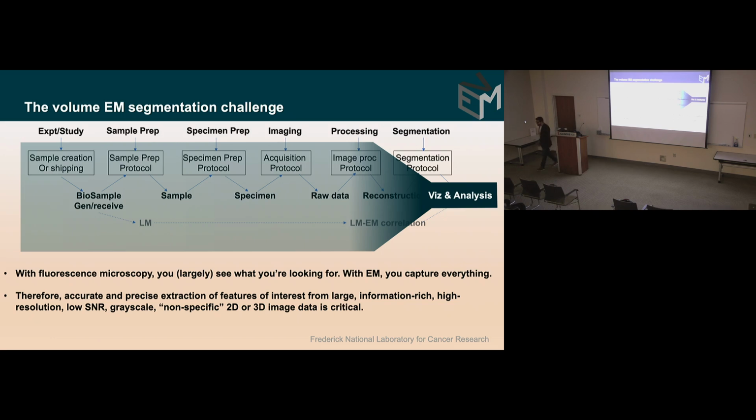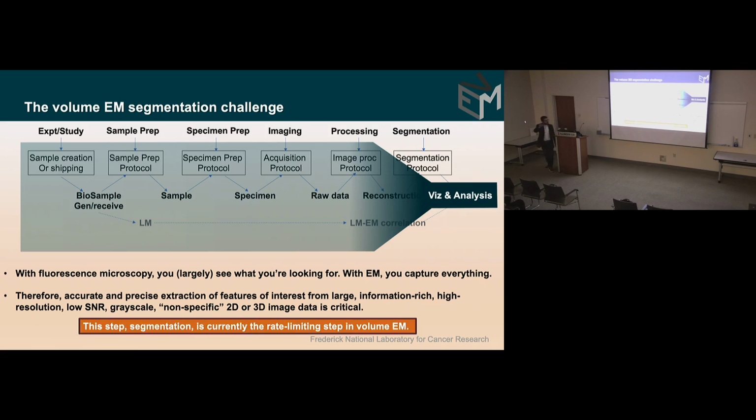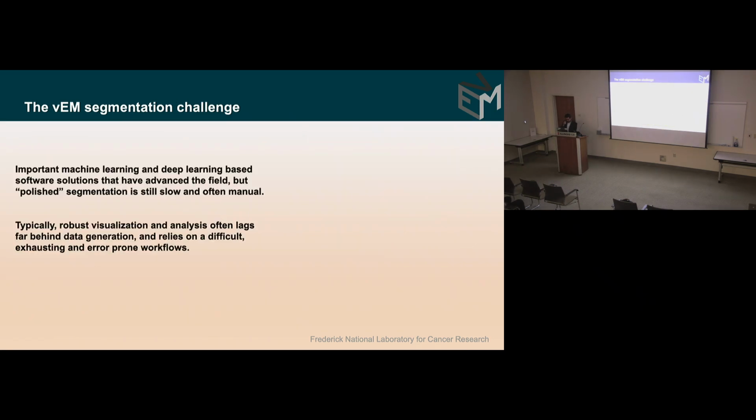Why is this? With fluorescence microscopy, you largely see what you're looking for. You want to see nuclei, you stain with DAPI. You want to see mitochondria, you stain with MitoTracker. With electron microscopy, you capture the ultrastructure of everything, meaning that if you want to accurately and precisely extract your feature of interest from these really large 2D or 3D data sets, this is very, very hard to do. It's important to do, and this is currently the rate-limiting step in volume EM, right? With fluorescence microscopy, you see what you get. With volume EM, you need to do something to see what's of interest. And this is the volume EM segmentation challenge.